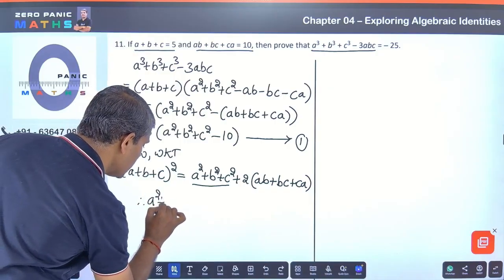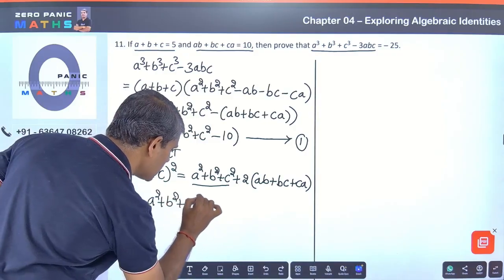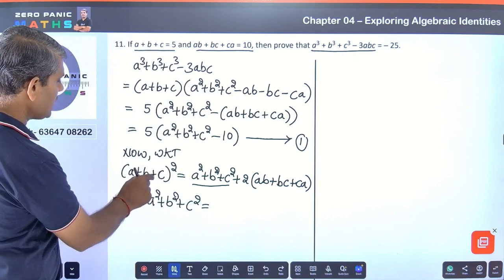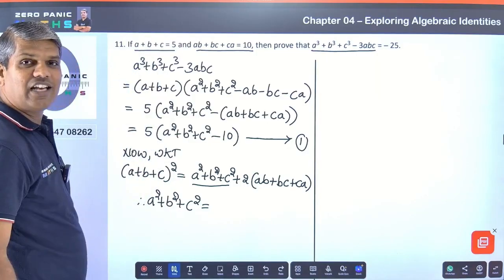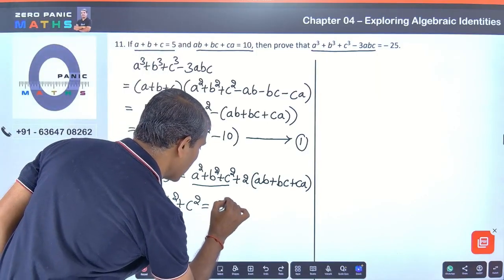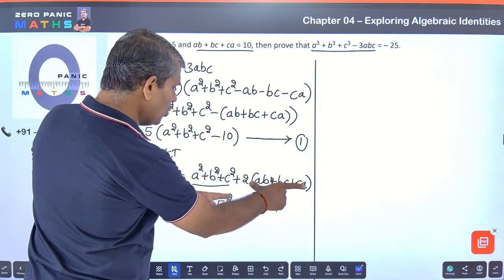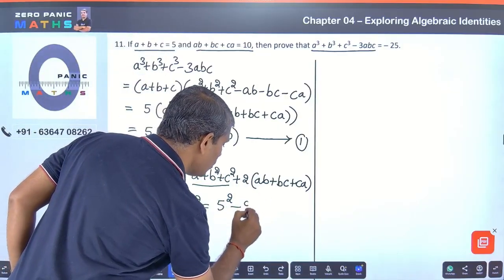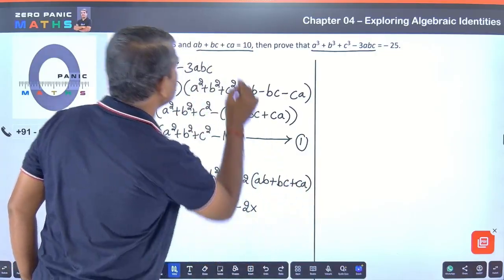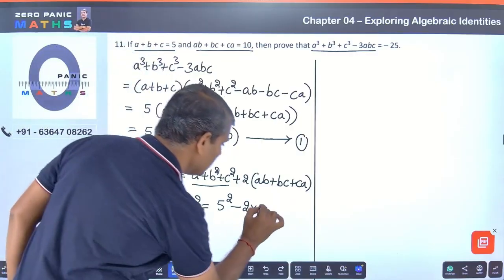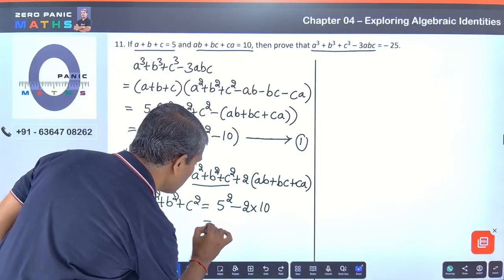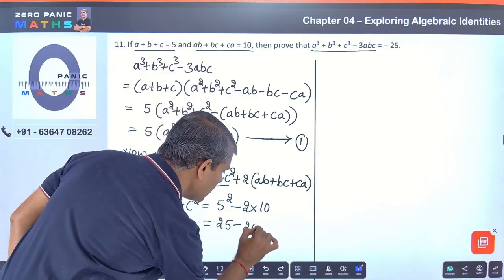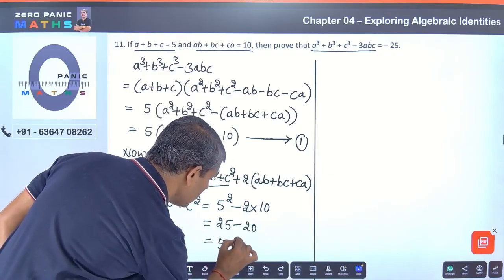a square plus b square plus c square, I'm writing it as it is, and this is a plus b plus c whole square. What is a plus b plus c? It is already given here, that is 5. So let me write that as 5 square, and I'm taking 2 times of this to the left side. So it will be minus 2 times of, what is ab plus bc plus ca? That is also given, that is 10. You got this? Let us calculate the value of this. That is 25 minus 2 times of 10, that is 20. So the whole value of this is 5.